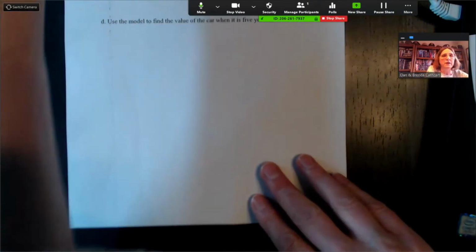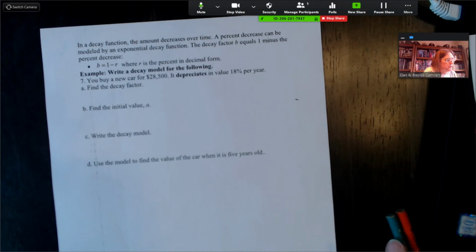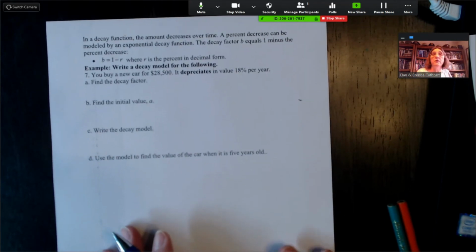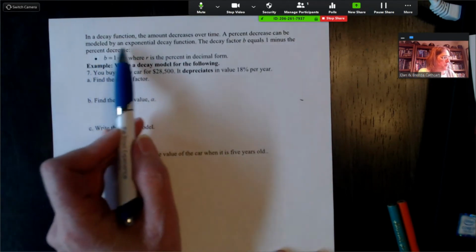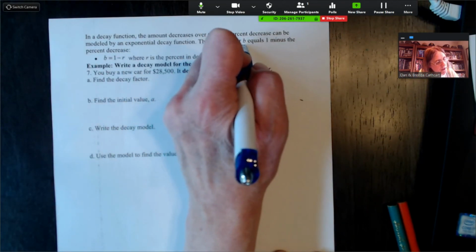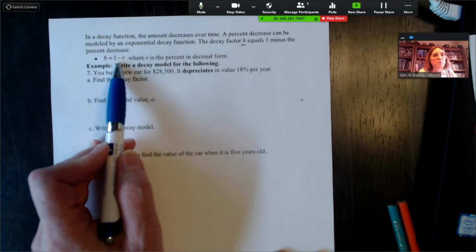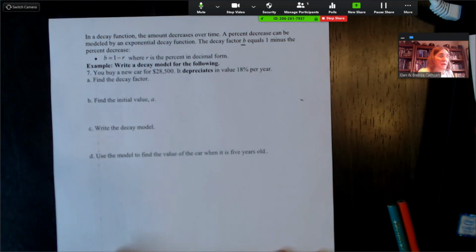Okay, let's look at an application. In a decay function, the amount decreases over time. We saw that in our graph. As we moved left to right, the values went down towards 0, or whatever your horizontal asymptote was. A percent decrease can be modeled by an exponential decay function. Our decay factor, the b, is equal to 1 minus a percent decrease, or b equals 1 minus r, where r is the percent in decimal form. Let's look at an example of that.